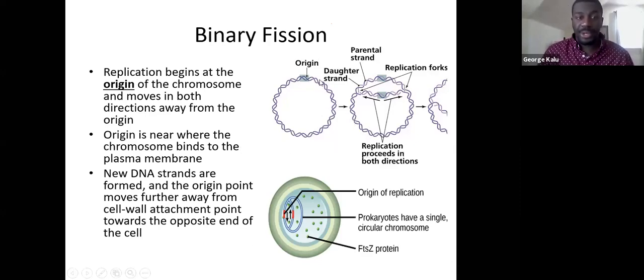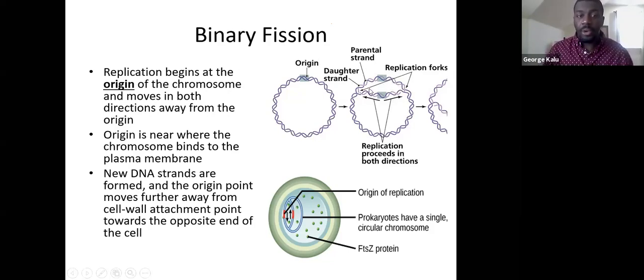You're going to have your circular DNA, the circular prokaryotic DNA, so in our bacteria here, and there's going to be a point on that DNA called the origin. At the origin, the cell is going to start replicating, and that replication is going to happen in both directions away from the origin. That's what we see over here. Here we have our origin, and the replication is going to happen in both directions on opposite sides of the origin.